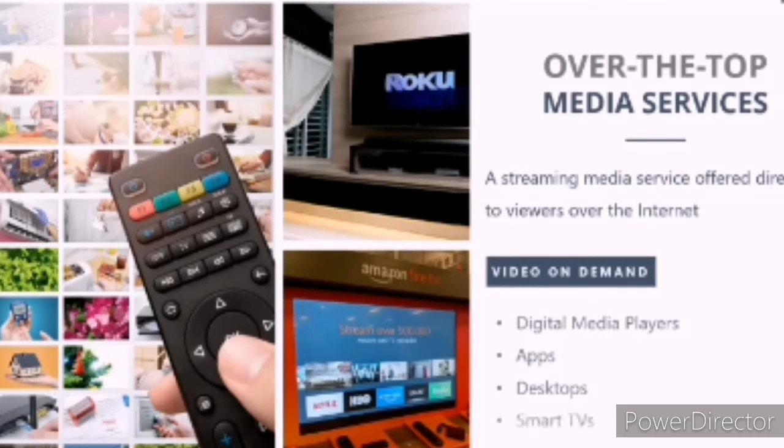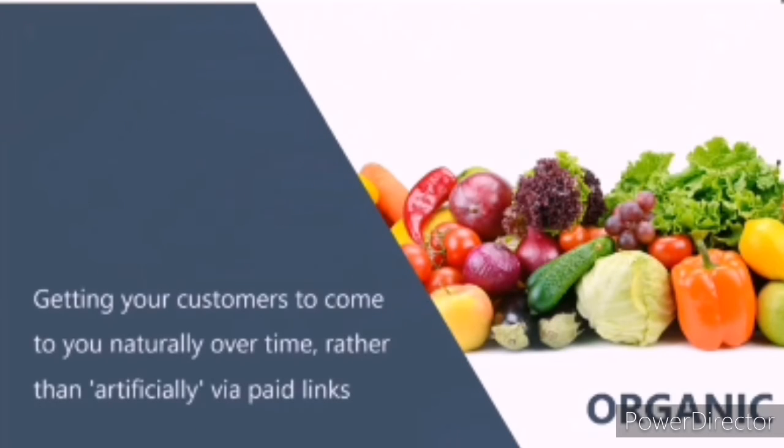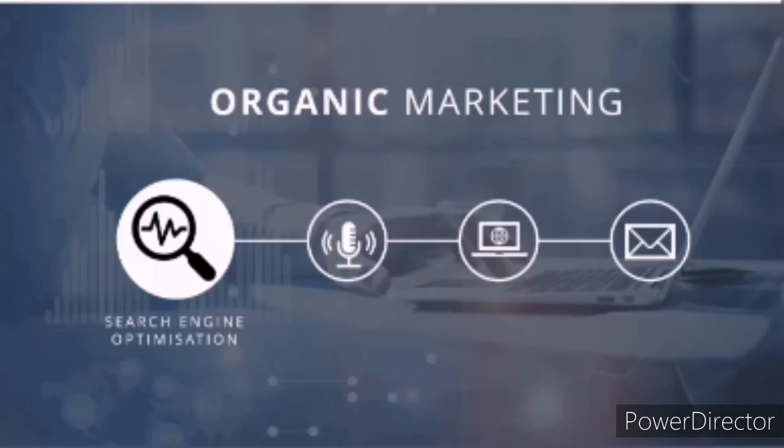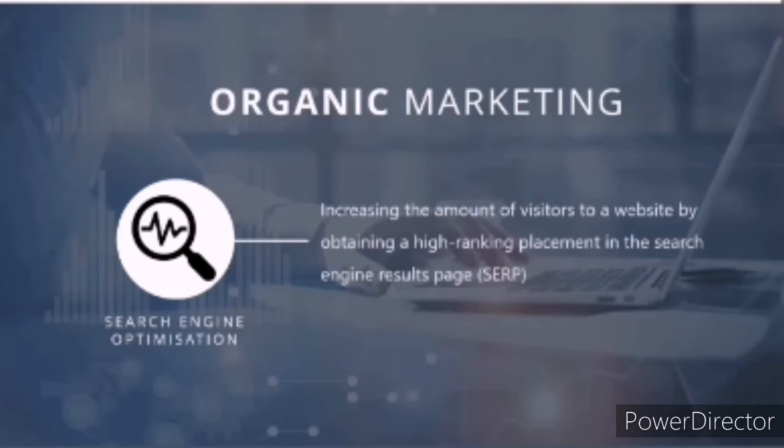Then there are a few things which fall under organic, and that essentially is getting your customers to come to you naturally over time rather than artificially via paid links. So first up, we have something called search engine optimization, or SEO, and that is increasing the amount of visitors to a website by obtaining a high-ranking placement in the search engine results page. So essentially appearing underneath the top ads on a search engine results page.